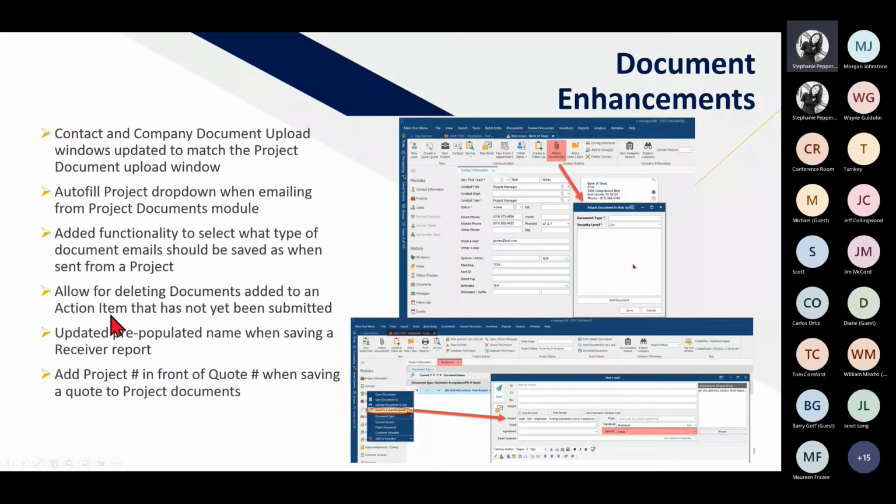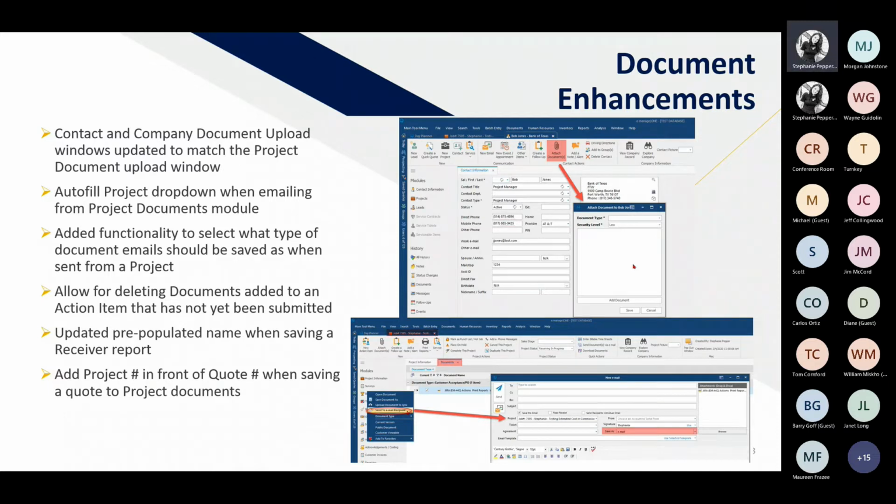We'll now allow for deleting documents when you add it to an action item that hasn't yet been submitted. So if you already submitted an action item, you cannot go back and delete a document that was attached to a submitted action item. But before you click that submit button, if you do want to delete a document, you should just be able to highlight it and hit delete on your keyboard now.